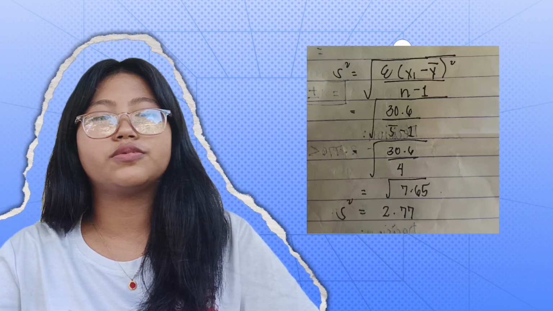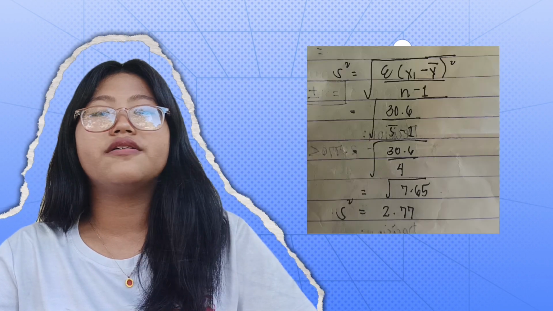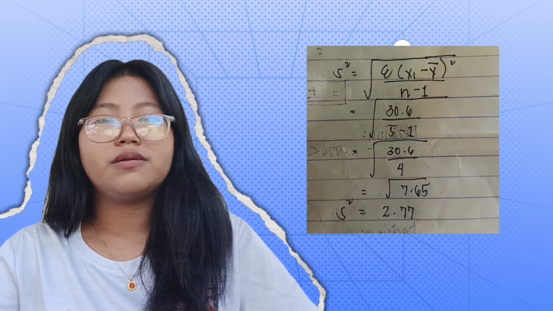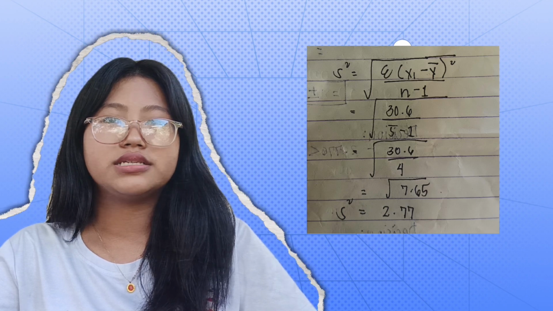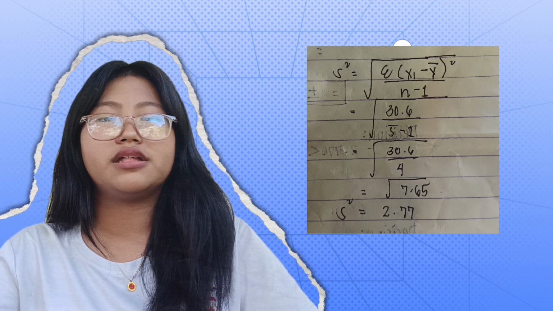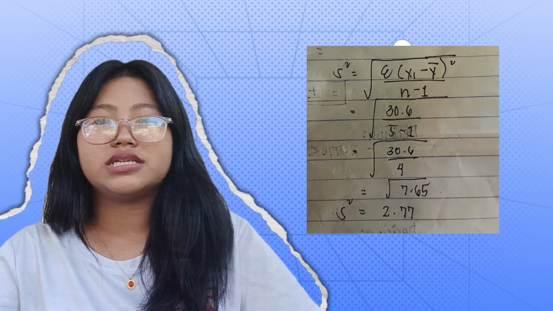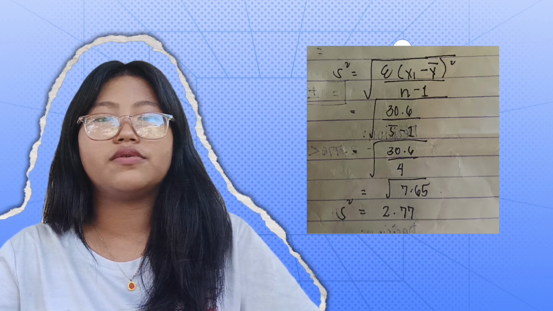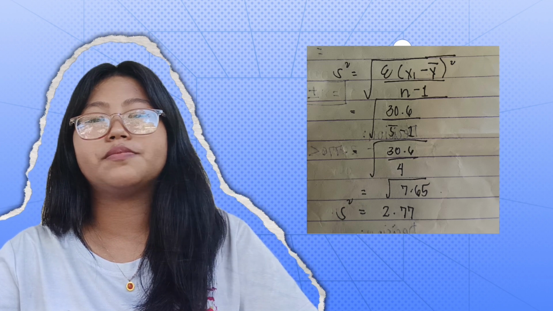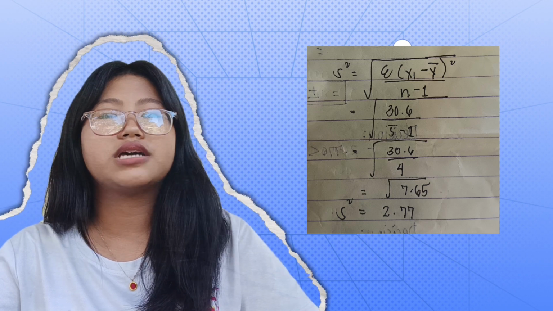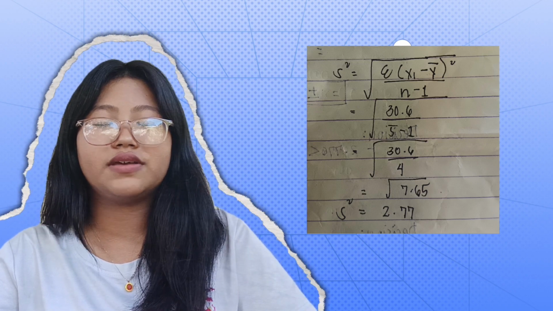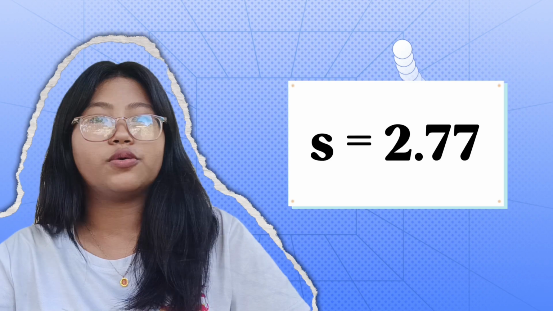After that, we will add them all and so we will get 30.6 and substitute them to the given formula. So S is equal to square root of 30.6 divided by 5 minus 1. So the 5 here is our sample size. We will subtract first the denominator, after that divide 30.6 by 4, and we will get square root of 7.65 and then use calculator to know the square root of it, so the answer is 2.77.